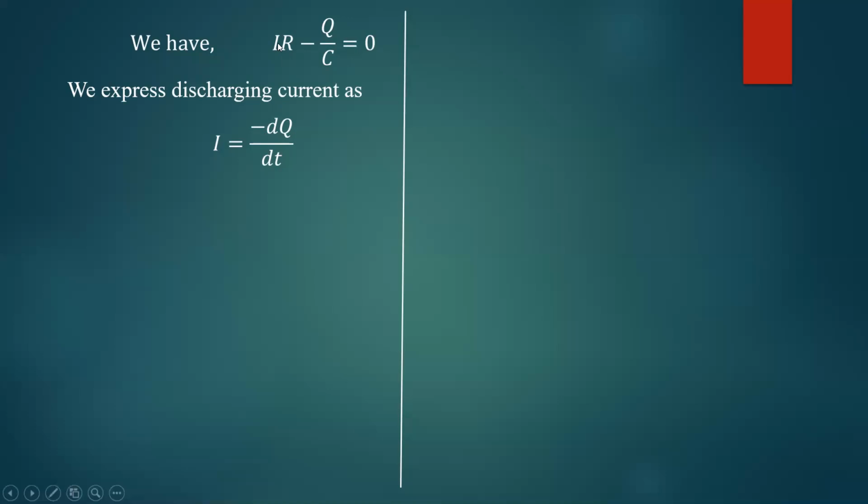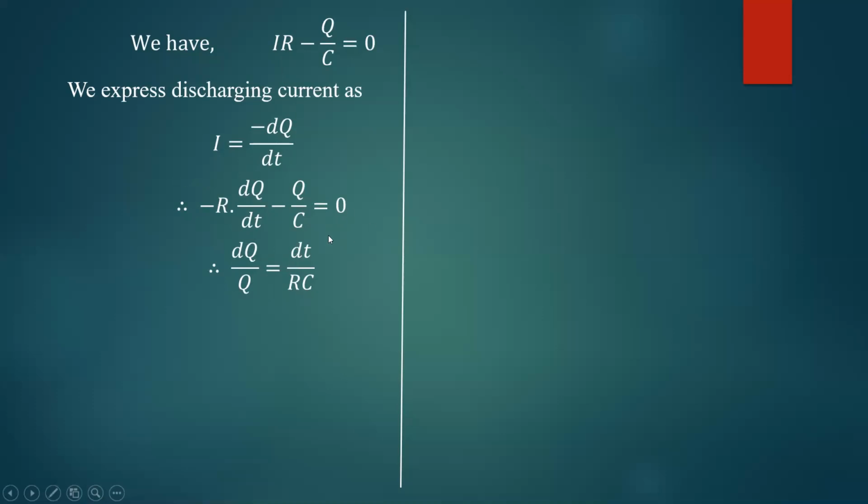Substitute here. I is equal to minus dq by dt. You will get minus R into dq by dt, minus q by c equal to 0. Now R is constant, C is constant, Q is variable, time is variable. Separate the variables and solve it. So separation of variables gives dq by q is equal to dt by rc.